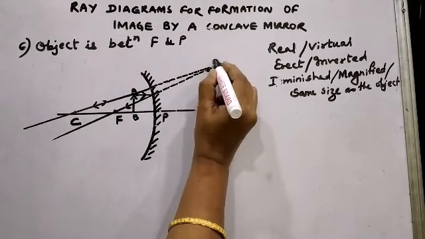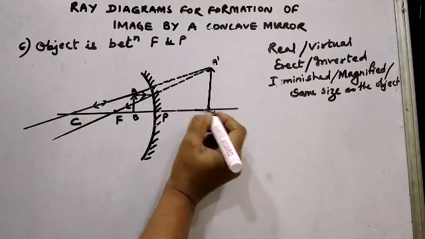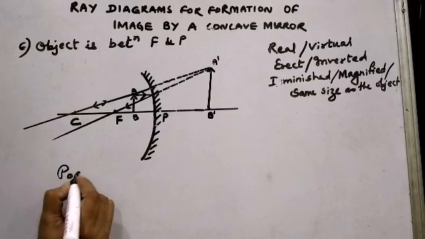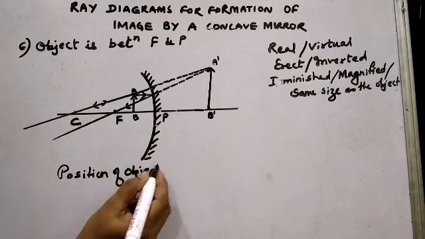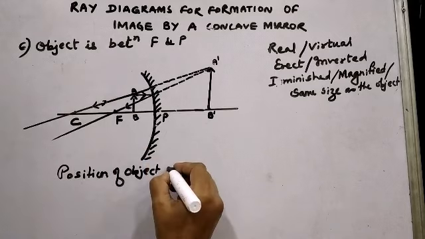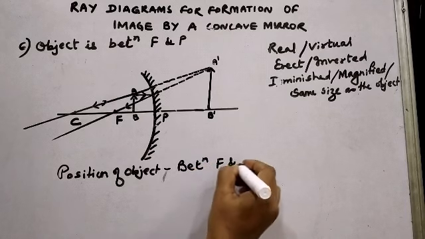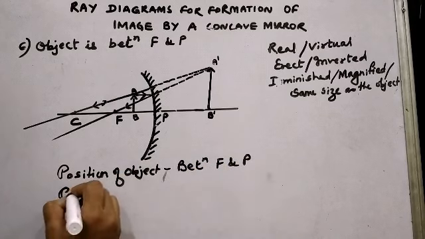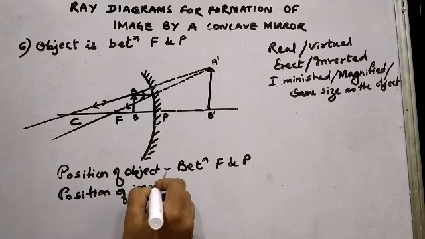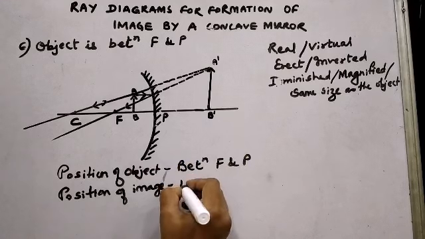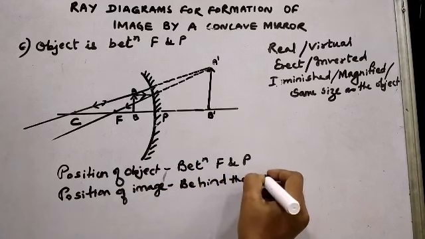Reflection of A is A dash, and this is point B, reflection of point B, which is B dash. So position of object is between F and P. Position of image is behind the mirror, somewhere behind the mirror. So position of image will be behind the mirror.